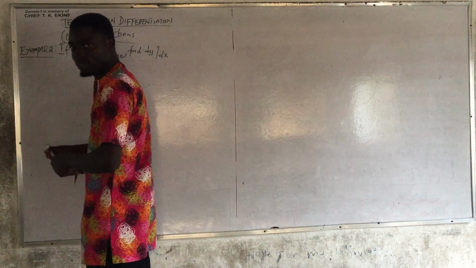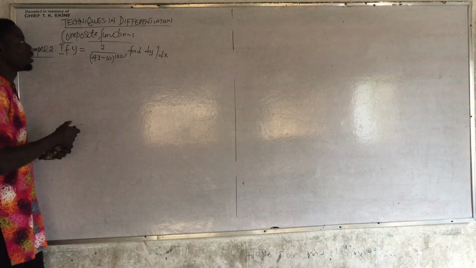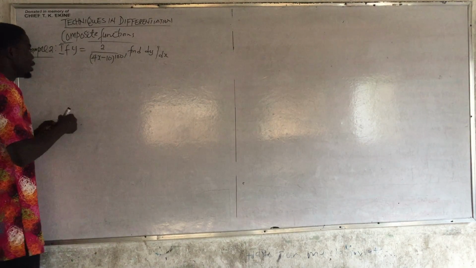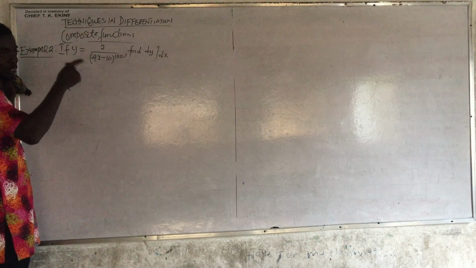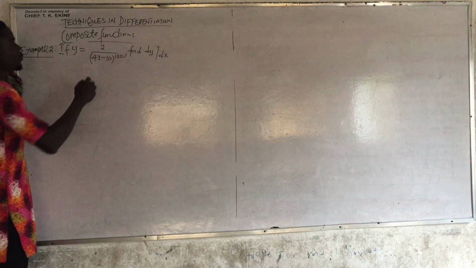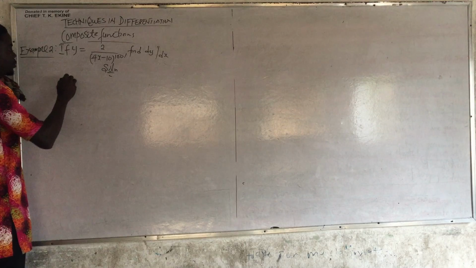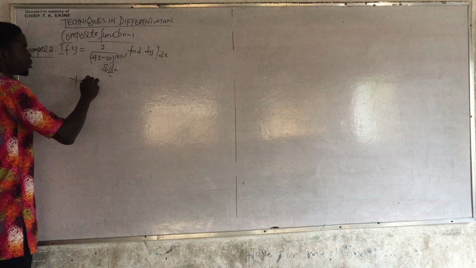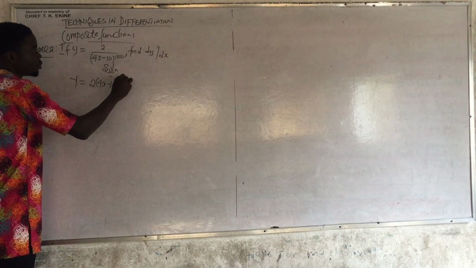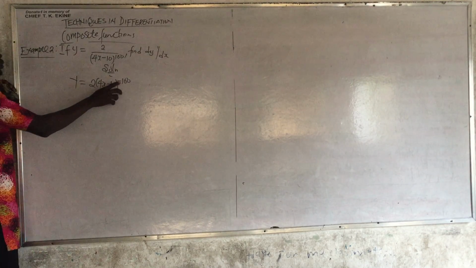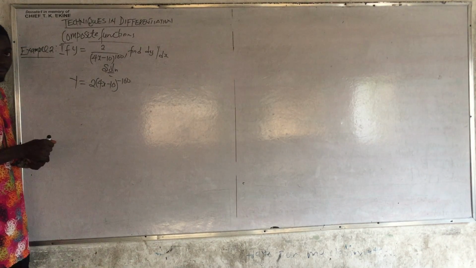Now, a function is said to be composite when we can express it this way. It must have a power, or there is a minus sign to show the reverse of it. So if that is the case, everything here can be written as y equals 2(4x minus 10) raised to the power minus 100, because this minus will bring down this, following the rules of indices.